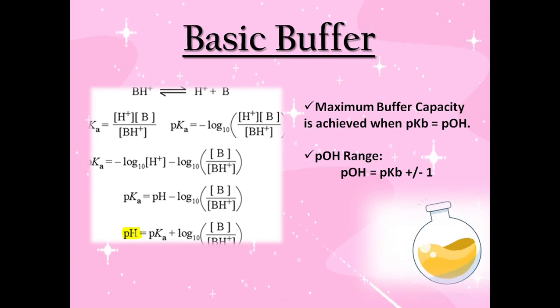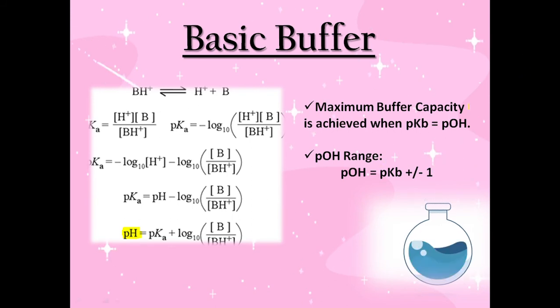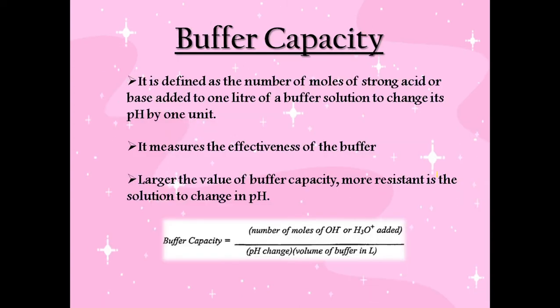And your maximum buffer capacity here is achieved when pKb is equal to pOH. Okay. And the pOH range is pKb plus or minus 1, as I stated before. It is the same for acidic and basic buffers, just that you have to put in the correct dissociation constant values.